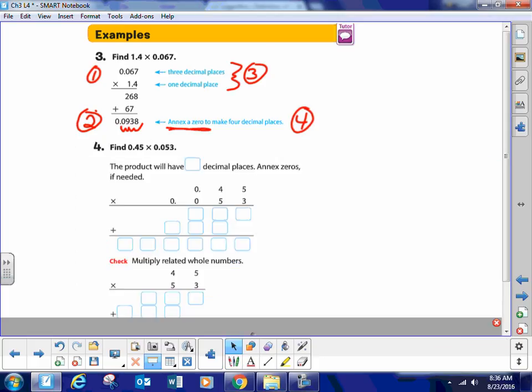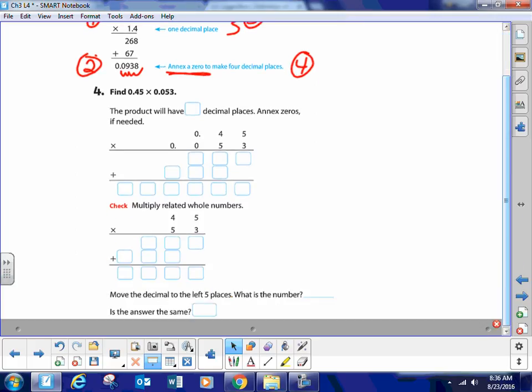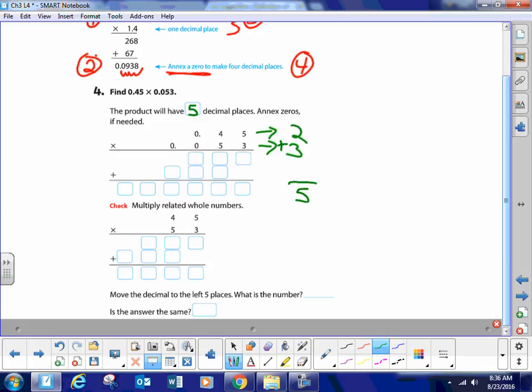In your math folder, if you wanted to fill this in, you can. Okay, I'll do it for you real quick. All right, the product will have blank decimal places, annex zeros. Okay, it's asking a question right off. That's okay, we can figure that out because all we do is figure out what the product will have. We just add up the decimal places here. This one has 2, and this one has 3, so we'll have a total of 5 decimal places because 2 plus 3 is 5. Be sure we can answer questions out of turn.